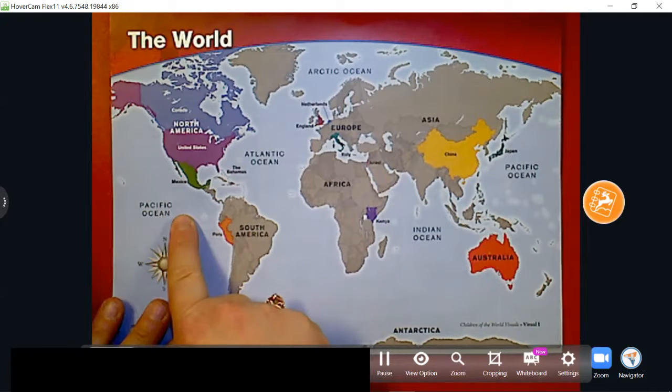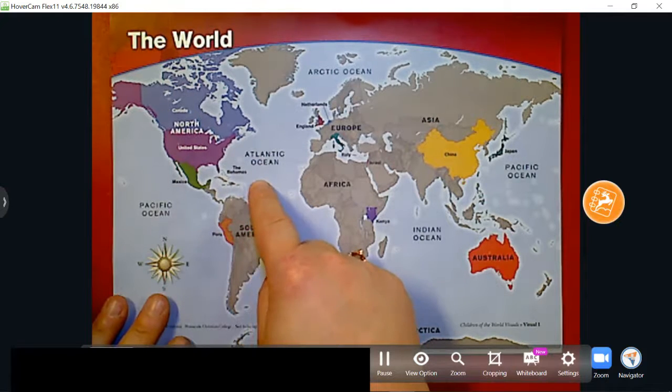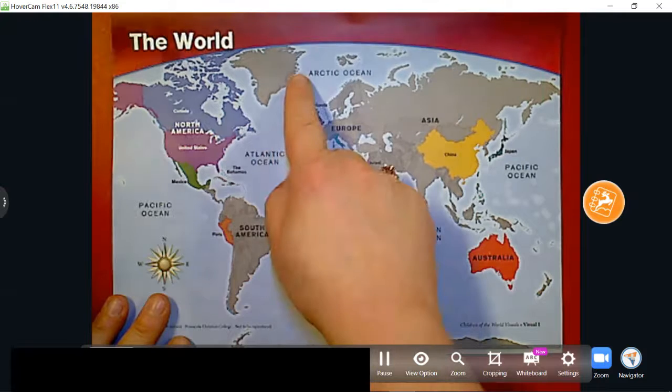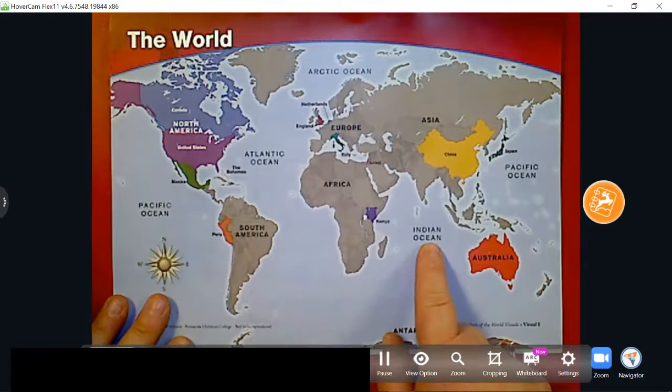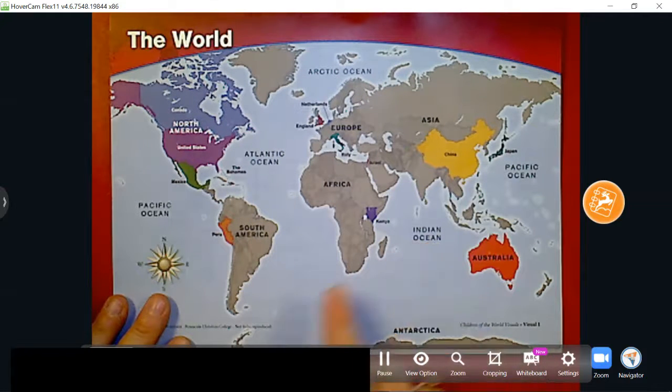Now there's also 5 oceans that we learn about. There's the Pacific Ocean. Go ahead and echo. Very good. The Atlantic Ocean, the Arctic Ocean, the Indian Ocean, and down here, some people call this the Southern Ocean. We're going to call it Southern.